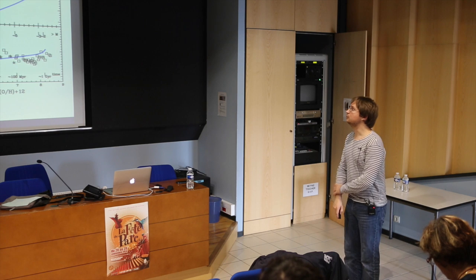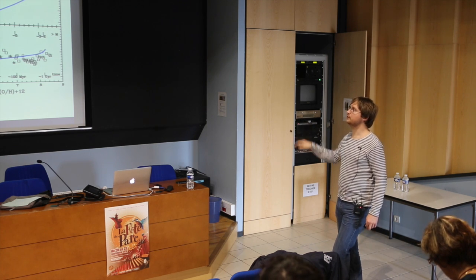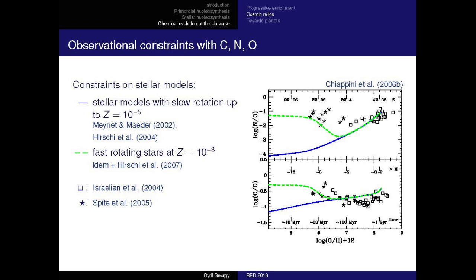Again, we can try to constrain the stellar models by trying to reproduce what we see around us. You have here the nitrogen to oxygen ratio or the carbon to oxygen ratio as a function of the oxygen to hydrogen ratio for different observed stars. If you take stellar models with slow rotation up to this metallicity here, you find that we should have this kind of trend, which is not very good for the N/O ratio particularly.